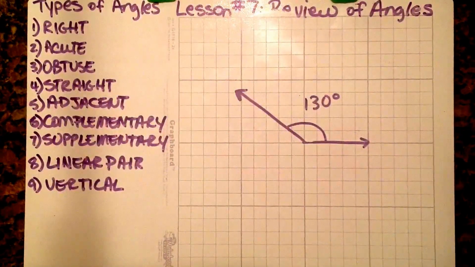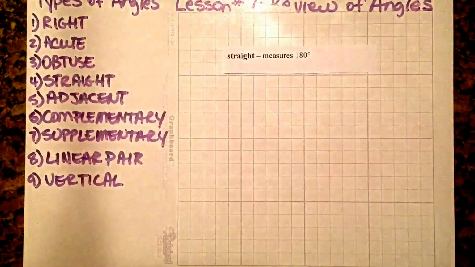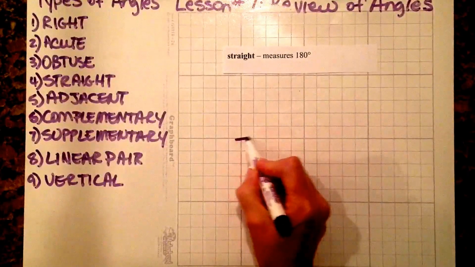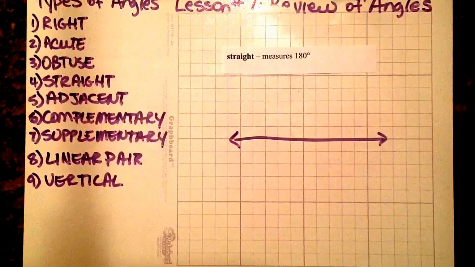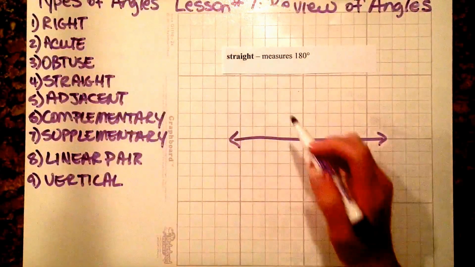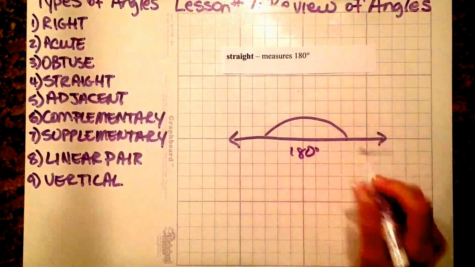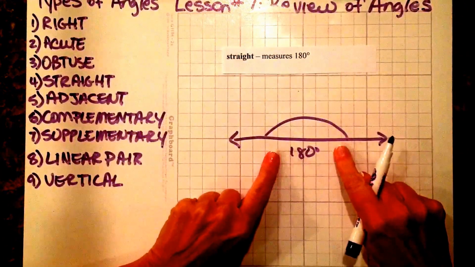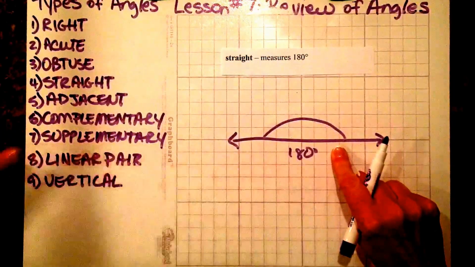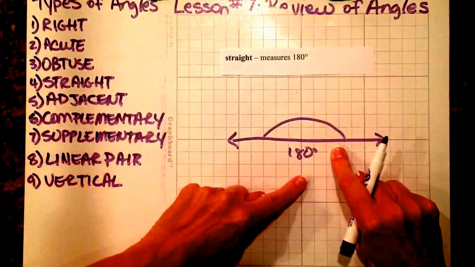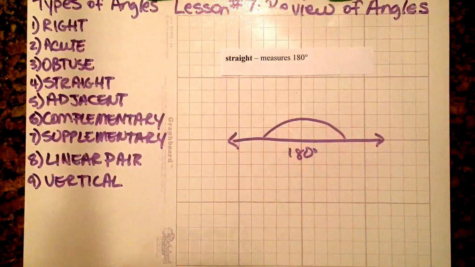Next one is straight angle. A straight angle is the same as a straight line. It measures 180 degrees. So if you draw a straight line, that is a straight angle. You need to know this concept that it's 180 degrees because we're going to use it with other angles. For example, supplementary is 180. A linear pair is 180. So using this straight angle concept, we're going to do some other angles in just a minute.